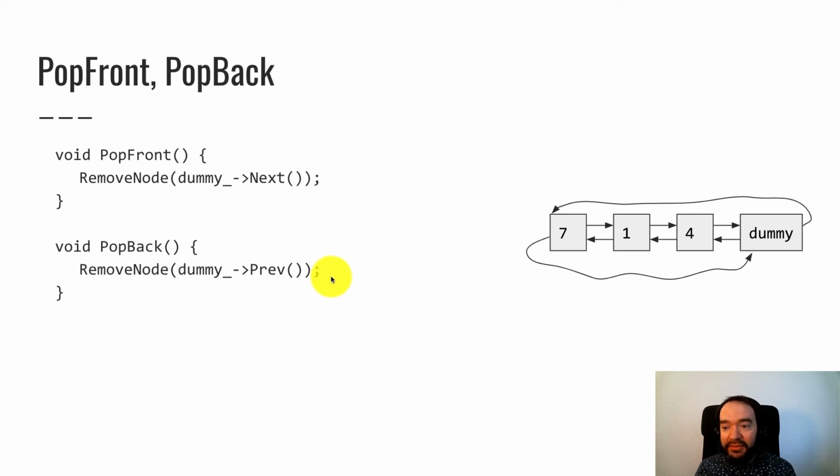PopFront and PopBack also make good reuse of that remove node function that we implemented in the previous video. Remember, remove node is given a pointer to a node, and remove node takes that node out and makes sure that the list obeys all its invariants. Also, remove node checks for an empty list. So if the list is empty, then remove node throws an exception. So I didn't need to redo that work in PopFront and PopBack. So to pop the front, you need to remove dummy's next, because once again, dummy's next is the first node, and then PopBack removes dummy's previous. Dummy's previous is the last node.